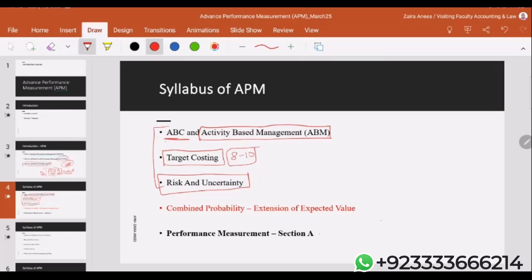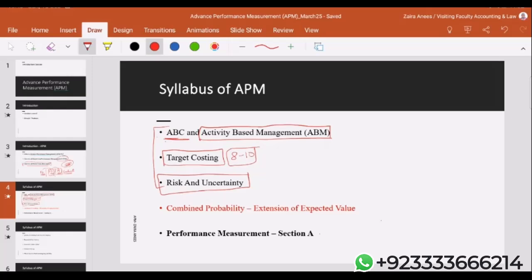Risk and uncertainty is comparatively a frequent topic in the APM paper. Risk and uncertainty includes maximax, maximin, minimax regret, expected value, standard deviation. These topics are generally examined, but the examiner will not ask you to calculate the standard deviation. Rather, the examiner will ask for the interpretation of a standard deviation, because at a strategic level, no one is supposed to calculate the standard deviation in any situation, right? So you must understand the logic of standard deviation. Along with that, maximax, maximin, you should understand how to perform that, right?